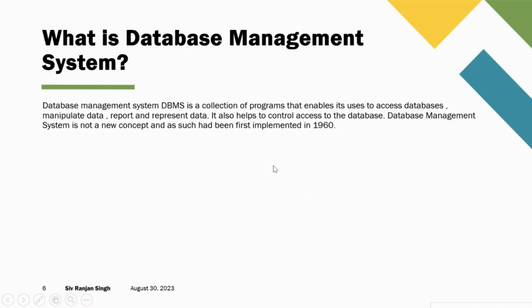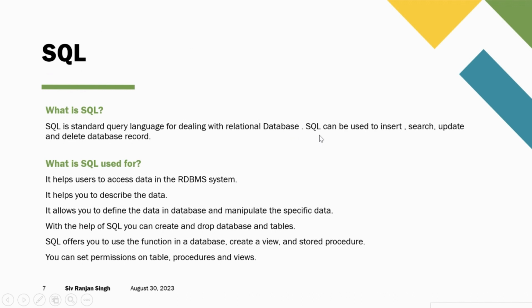Now we have learned about data. What is a database management system? A database management system (DBMS) is a collection of programs that enables its users to access databases, manipulate data, report and represent data. It also helps you control access to the databases. It is not a new concept, and was first attempted in 1960.